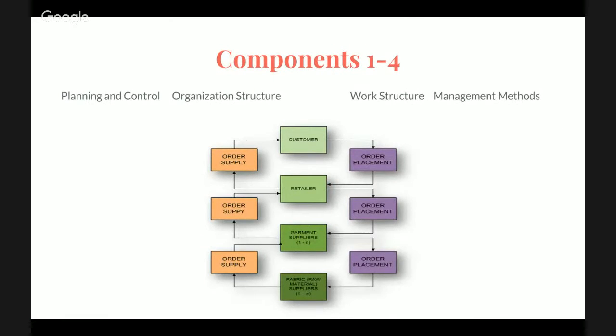The first components are 1, planning and control, 2, organizational structure, 3, work structure, and 4, management methods. There needs to be a clear-cut plan and structure that must be followed every time purchases or sales are made, and this must be established by the supply chain manager.